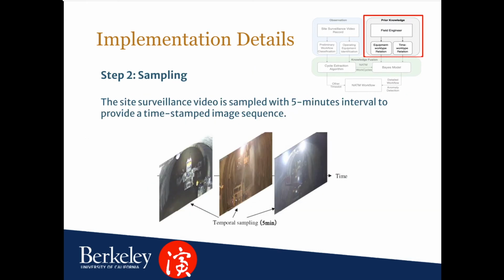Step 2, we sample the video with a 5-minute interval. In this way, we reduce the problem complexity. We also compress the data, so we have better computation efficiency. The reason for us to choose 5 minutes is that this is a very safe time interval, so we won't miss any work type inside any work cycles. This is because the minimum work duration for a certain work type is around 10 minutes. So with 5 minutes, we'll at least have 2 images for one work type.